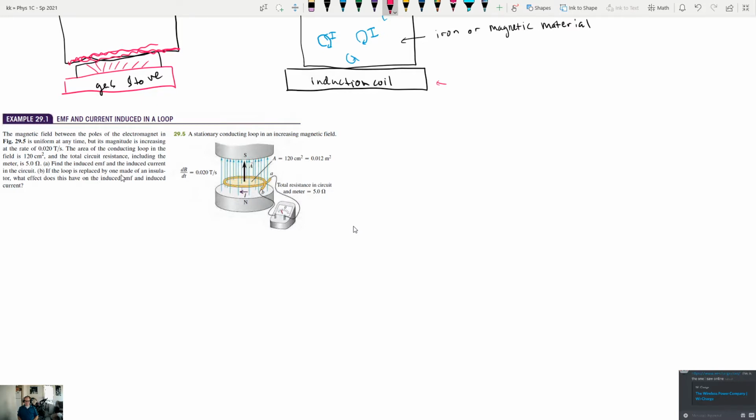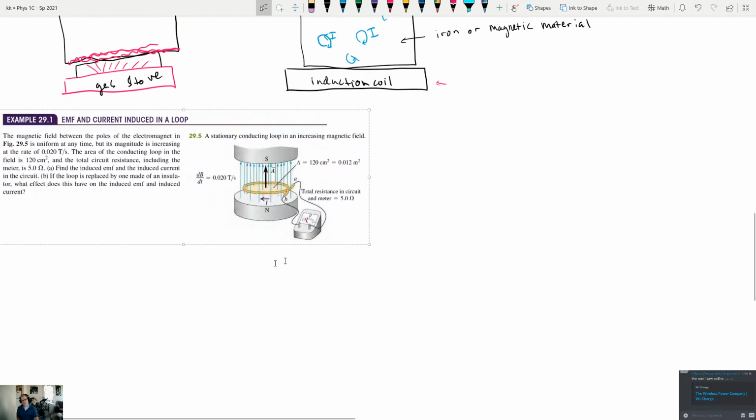If the loop is replaced by one made of an insulator, what effect does this have on the induced EMF and the induced current? Okay, this is a pretty decent problem. It hits upon quite a few ideas. Now, what's going on with this coil? Is it just levitating in midair? Looks like it is. Anyway, I guess this would still work even if the coil was just laying on the bottom surface of the magnet, so I guess that's fine.